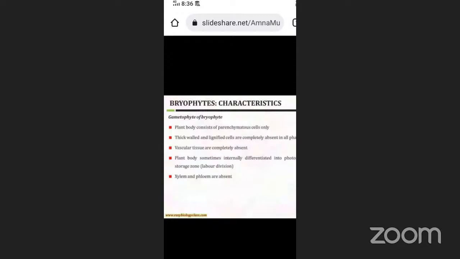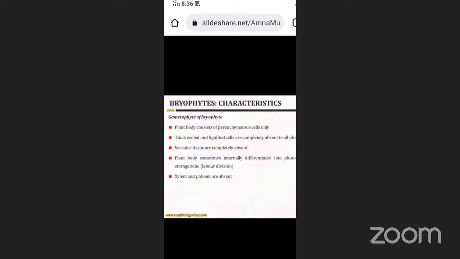Next is the classification. Parihar classified the bryophytes into three classes based on their characters: Hepaticopsida, Anthocerotopsida, and Bryopsida.